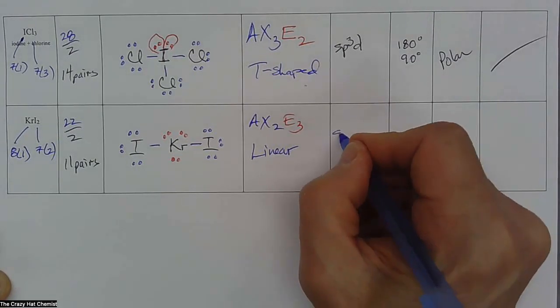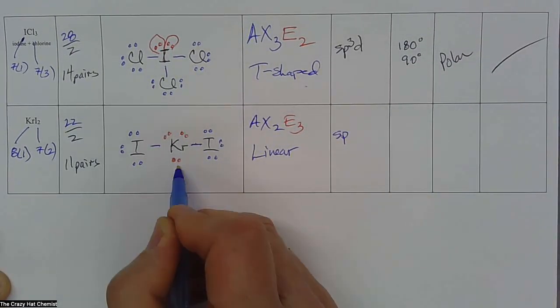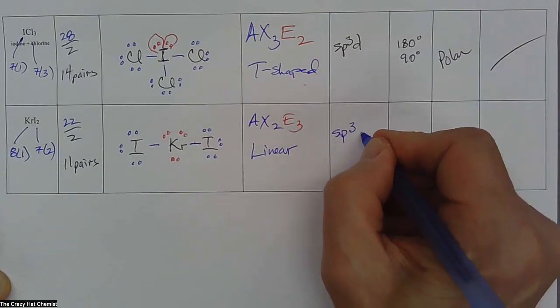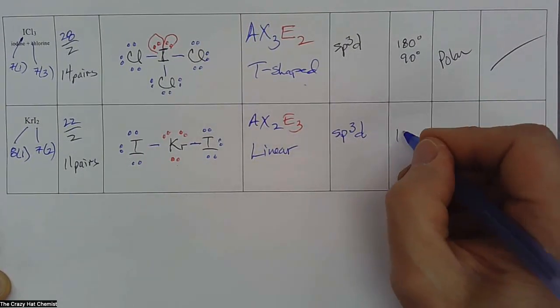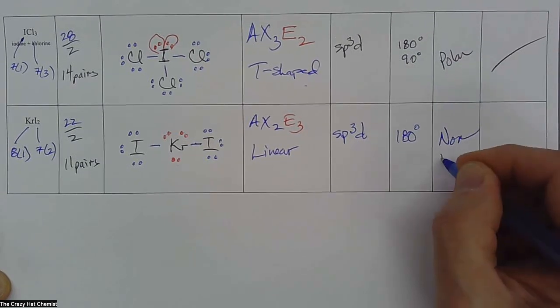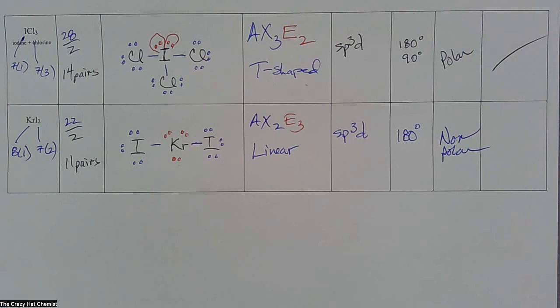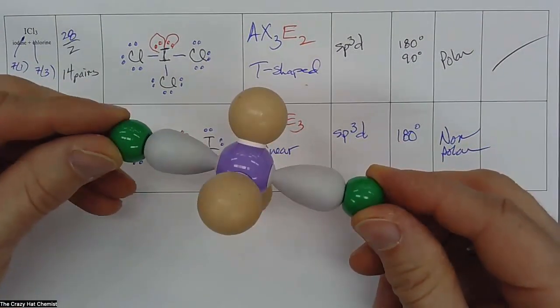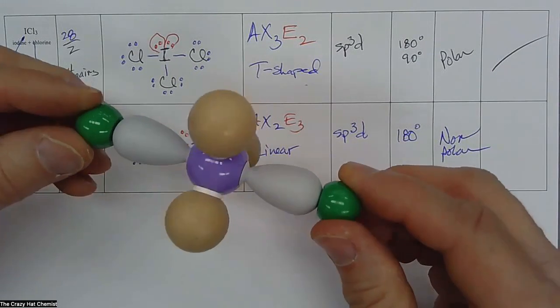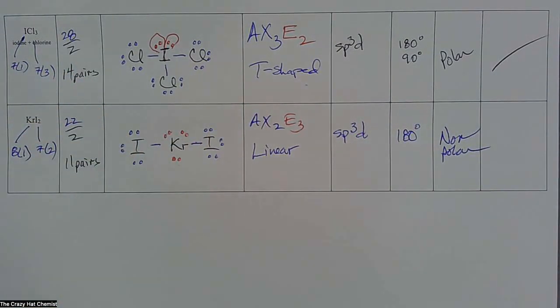That is sp3d. And that is bond angles of 180, and this is non-polar. And let me show you what this one looks like. I've shown you this one before, actually. This is the linear structure with the 3 sets of lone pairs on the central region there, and that is most certainly just like that.